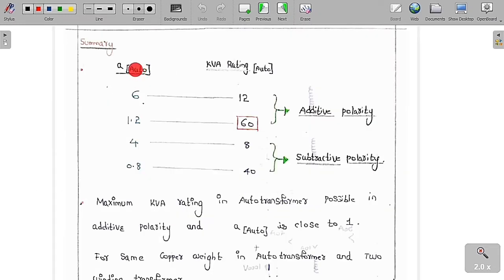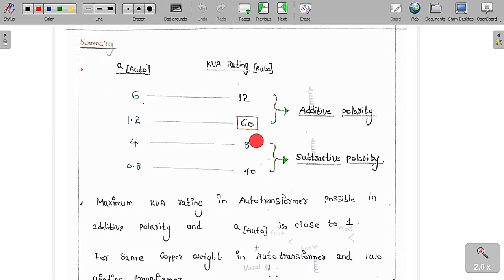So, summary. Now what have we learned from this concept? You can see clearly the turns ratio of the auto transformer and the corresponding kVA rating. Whenever the turns ratio is 6, you got the kVA rating as 12 kVA; whenever the turns ratio is 1.2, you got 60 kVA; whenever the turns ratio is 4, you got 8 kVA; and whenever the turns ratio is 0.8, you got 40 kVA. The first two are for the additive polarity and the second two for the subtractive polarity. Only in the additive polarity are you going to get the maximum kVA rating of the auto transformer, and its turns ratio value should be nearly equal to 1. So you can see 1.2 is nearly equal to 1.